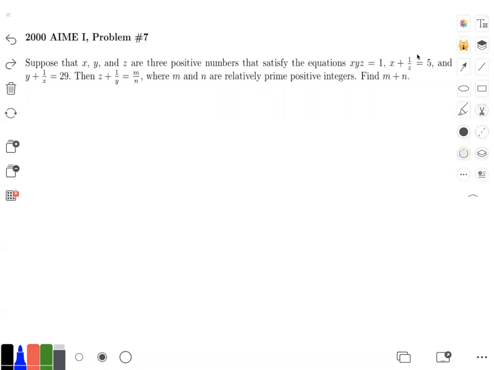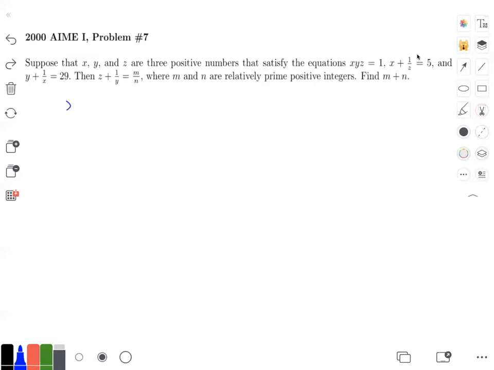Hello guys, so this is an algebra problem from the 2000 AIME 1, and this is problem number 7. Suppose that x, y, and z are three positive numbers that satisfy xyz equals 1, x plus 1 over z is equal to 5, y plus 1 over x is equal to 29, and then z plus 1 over y is m over n, and we want to find m plus n where m over n is in lowest terms.